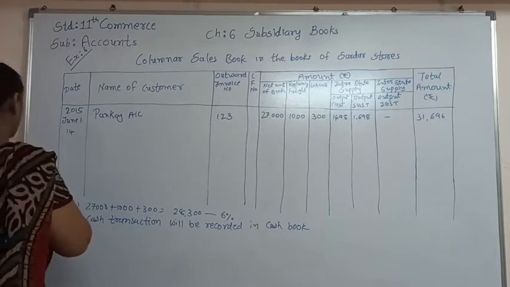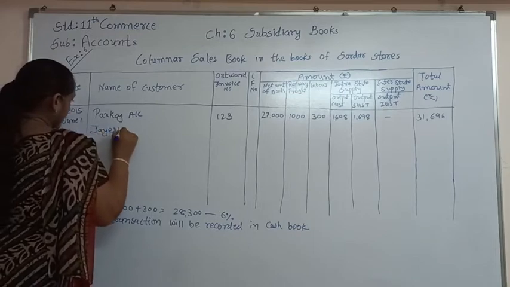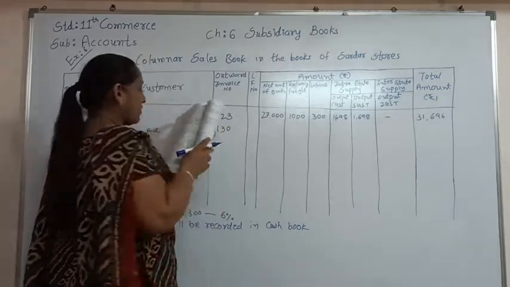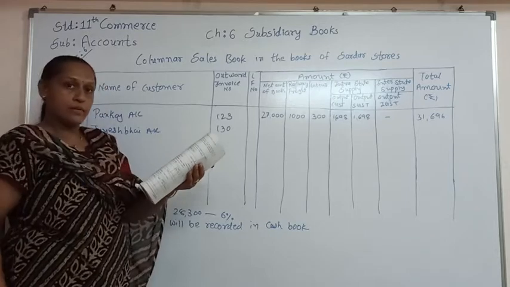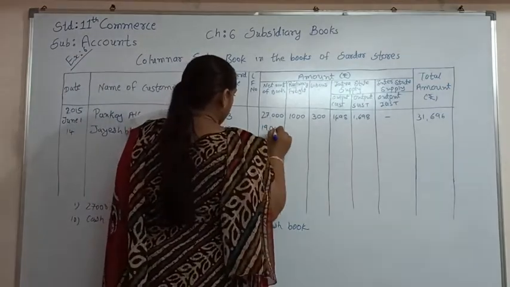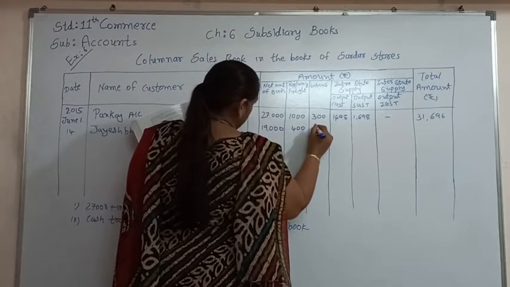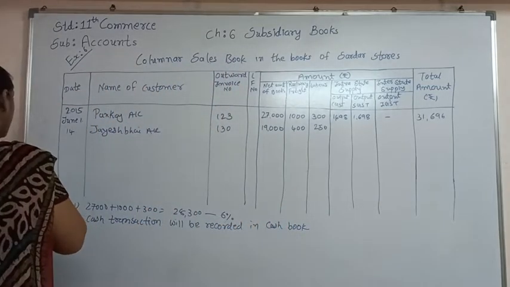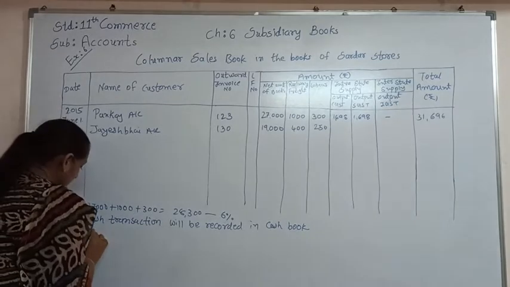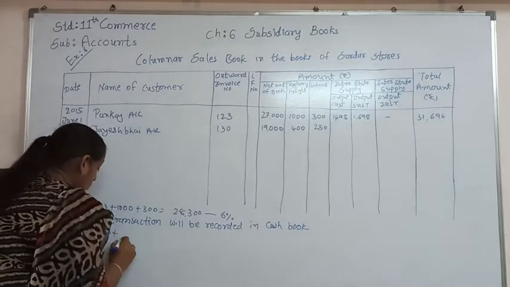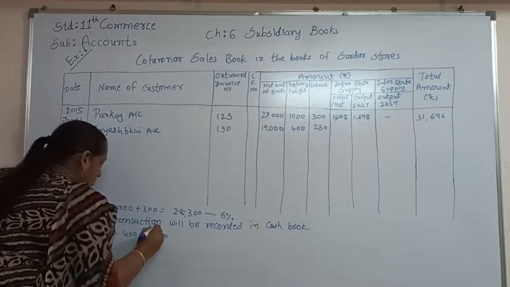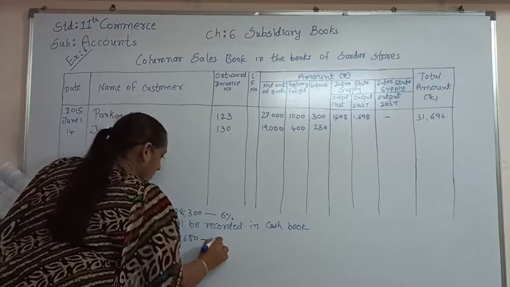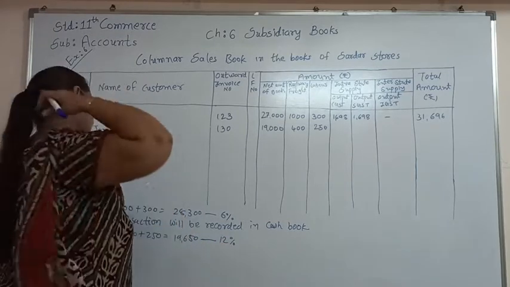So here let's write on the date number 15 Jayesh Bhai account, and invoice number is 130. Rupees 20,000 at 5% trade discount, so that will be 19,000. And railway freight is 400 and labor is 250. Let's count the IGST for the date number 14. That will be 19,000 plus 400 plus 250, so that total will be 19,650.